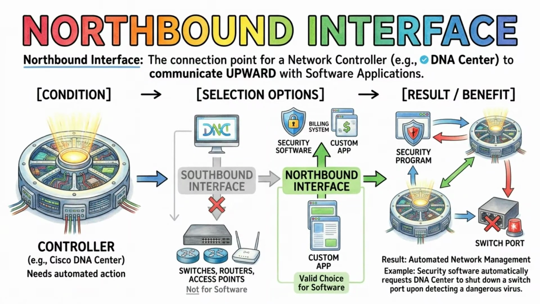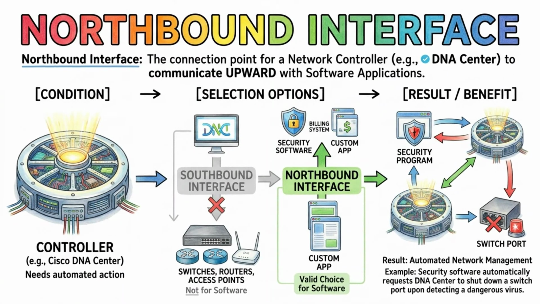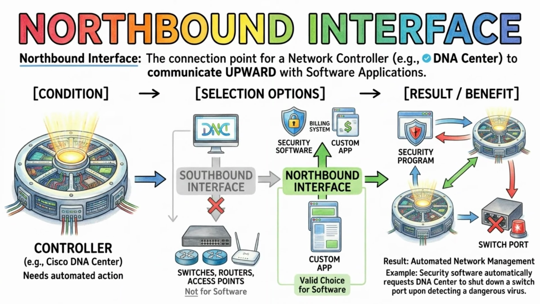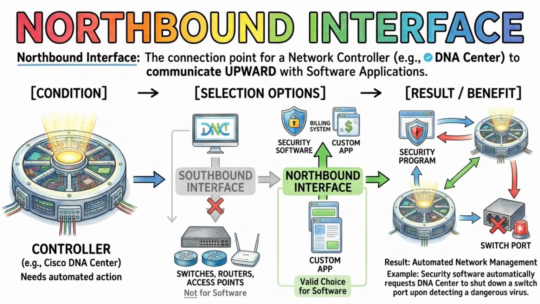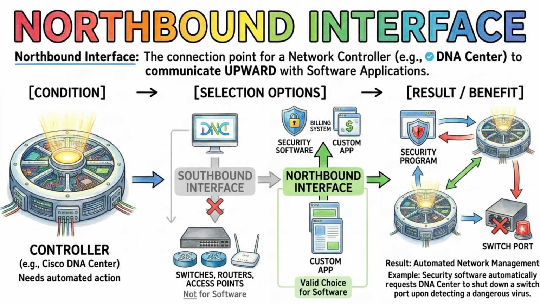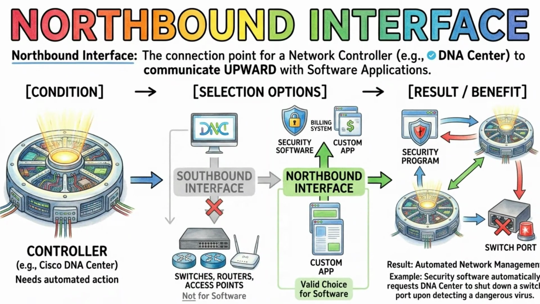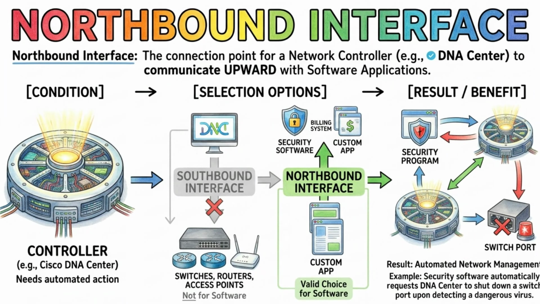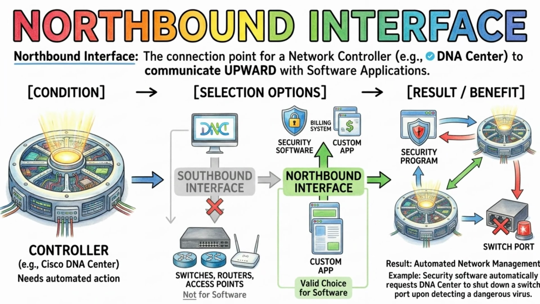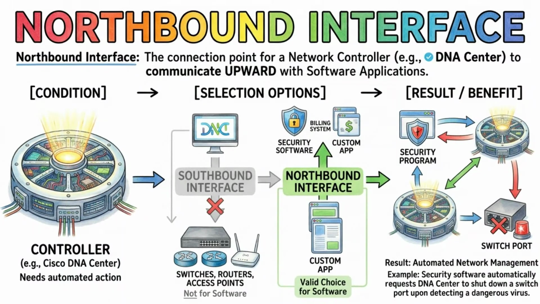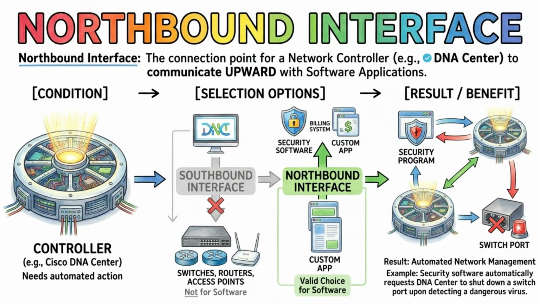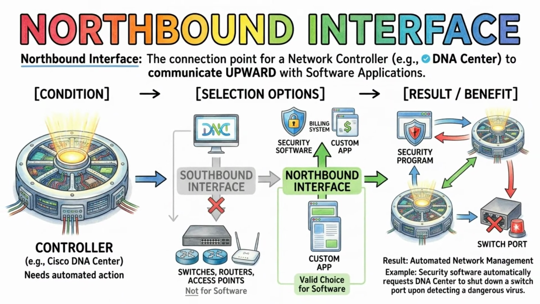On the completely opposite side of the controller, we have the northbound interface, which allows the controller to communicate upward with other software applications. The northbound interface provides a way for custom computer programs, billing systems, or security software to ask the DNA center for detailed network information without needing a human to manually log in. For example, a custom security program could use the northbound interface to automatically tell DNA center to shut down a switch port if it detects a dangerous virus on the network.